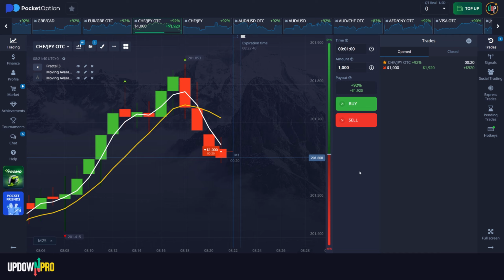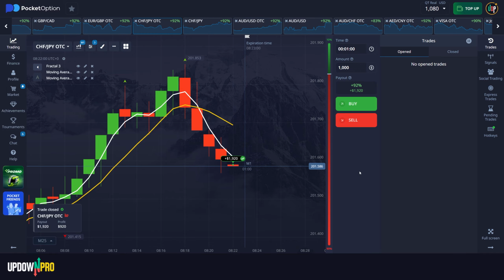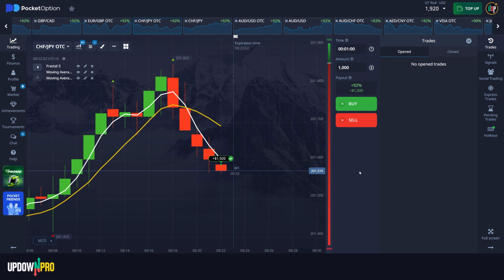It might recover now, but it is far from over. Patience and discipline are a must for a trader. Let's see if it can hold the direction till expiration. The trade has closed in profit. I look for the next entry.